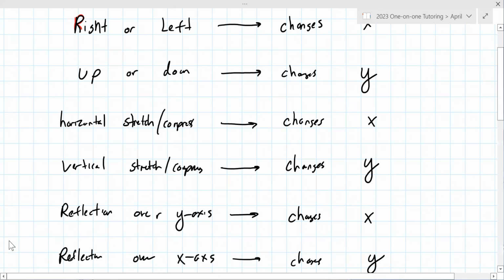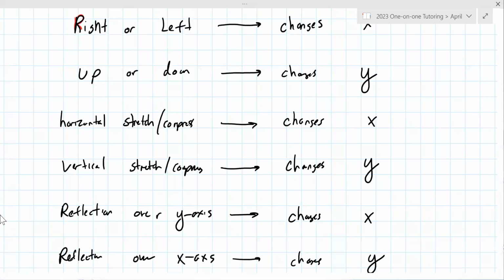All right, new question here. A movement right or left affects x or y? X, because you see. Okay. A reflection over the y-axis, does that affect x or y? Yes, you are correct. All right, last one here to get it right. Up or down, does that affect the x or the y? All right, you got it.